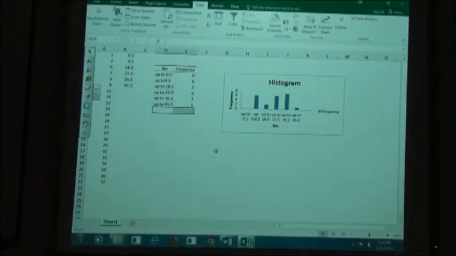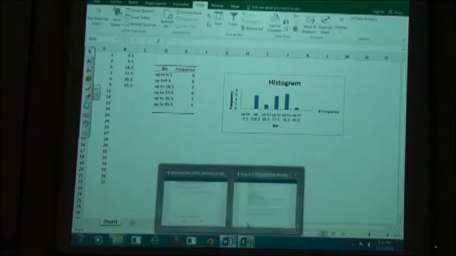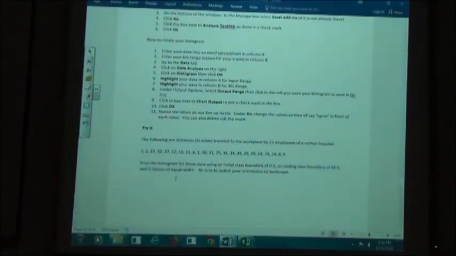Oh, one other thing. That's not really a histogram, that's a bar chart. Did I put that on here? Oh yeah. No, I didn't.